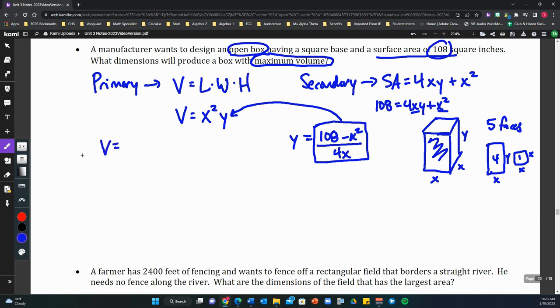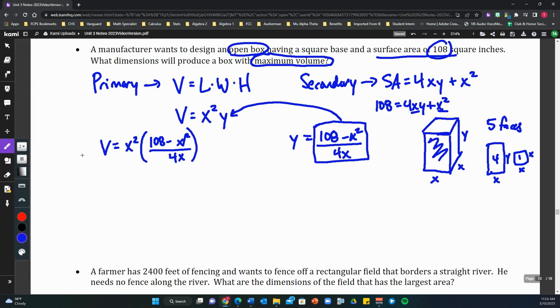So when we do that, now we would have a function of just x, and we could take the derivative with respect to that input variable. So if I do that, we would end up with x squared times this fraction. I'm sorry, not 4x, x squared on top. So times 108 minus x squared, divided by 4x.